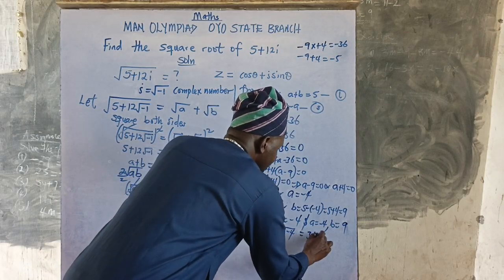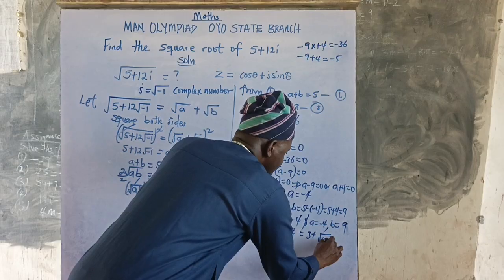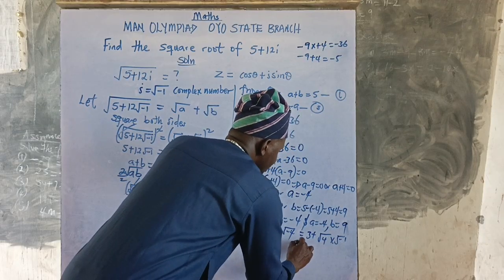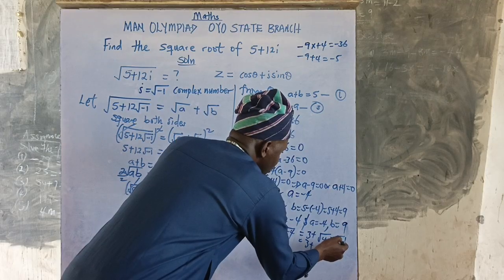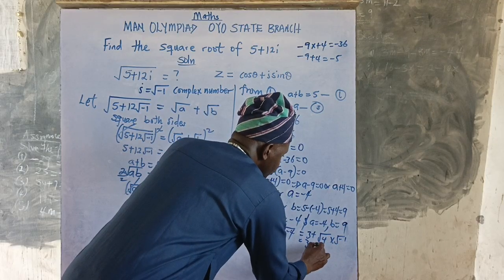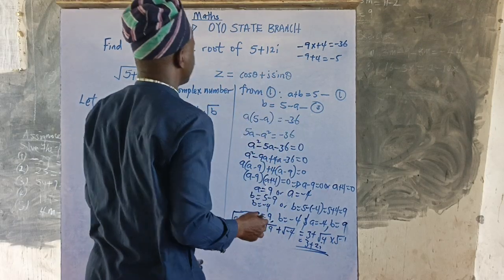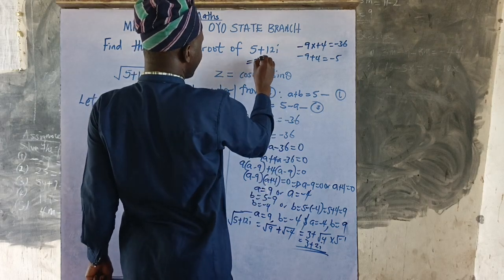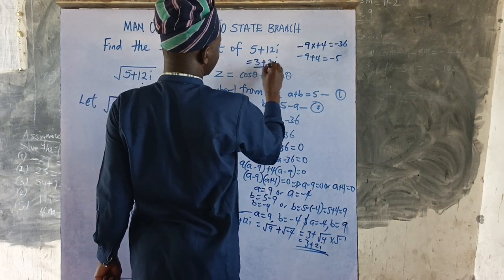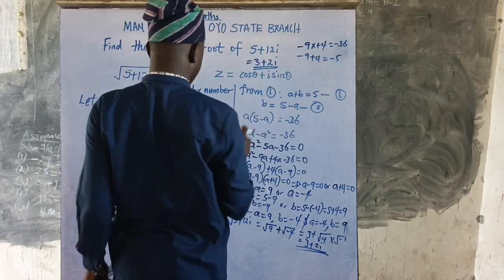The square root of minus 4 can be written as the square root of 4 multiplied by the square root of minus 1. So which implies 3 plus the square root of 4, which is 2. Now the square root of minus 1 is i, that will be 2i. That is the answer to the question. Therefore, the square root of this equals 3 plus 2i. That is our answer, the answer to the question we are going to solve.